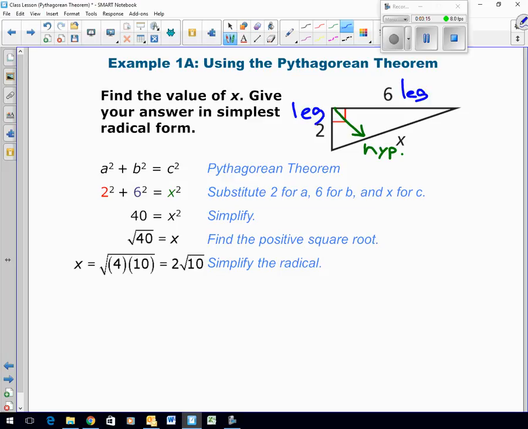So when you put your numbers into the formula, leg squared plus leg squared equals hypotenuse squared, it makes more sense. 2 squared plus 6 squared equals x squared. 4 plus 36 equals 40. 40 equals x squared. We take the square root of both sides. The square root of 40 simplifies to 2 times the square root of 10. In your calculators, type in the square root of 40 and see if it simplifies. It does. It simplifies it for you.